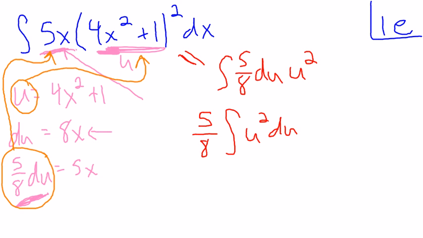This should be an easy integral to take. So I bump up the u squared to a u cubed. I get my plus c. And now I need to manage my coefficients. So I know that I'm going to have 5/8.